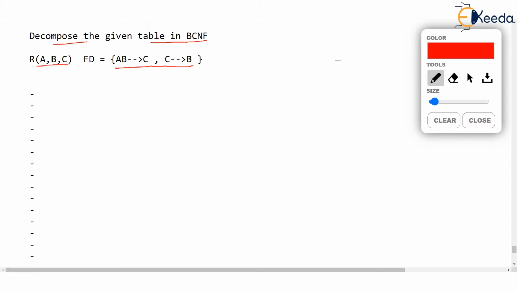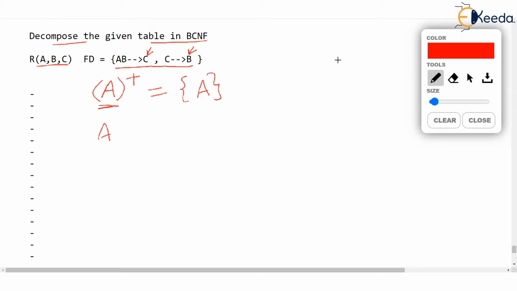For doing that, we will have to find out the candidate key, and we can see on the right hand side of these FDs, A is missing, isn't it? So A has to be the part of the candidate key. But if you find A closure, it is simply going to contain A. Just check out. So A alone cannot determine all the attributes.